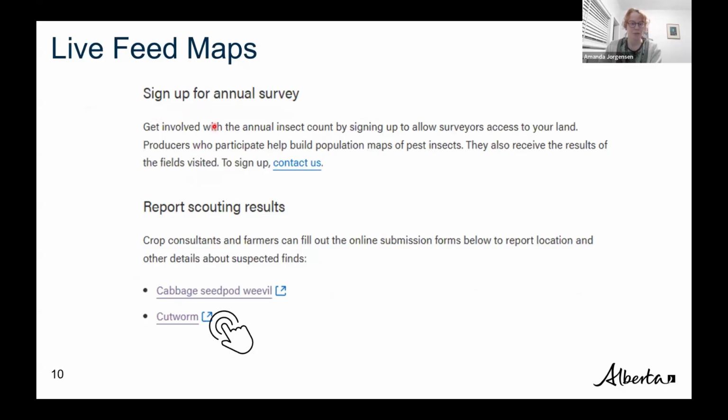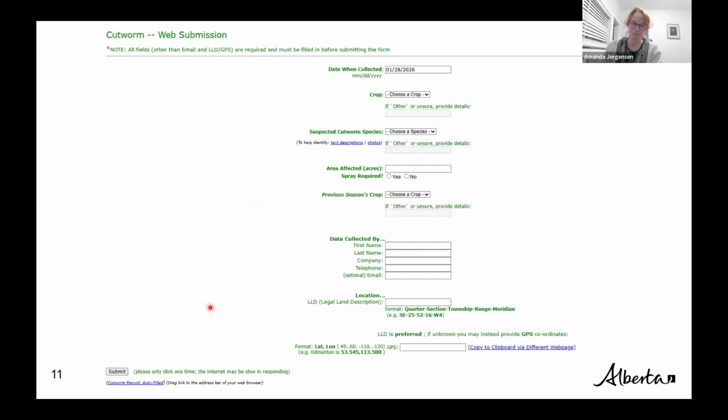So if you click down to the section about getting involved, there's some information on how you can sign up for our annual surveys, as well as not just taking part in the Bertha armyworm and diamondback moth pheromone traps, but you can also sign up to allow us access to your land and get the results of our surveys for your specific fields. Or you can report scouting results as well. Cabbage seed pod weevil, not quite applicable in your area, but the cutworms you can definitely participate in.